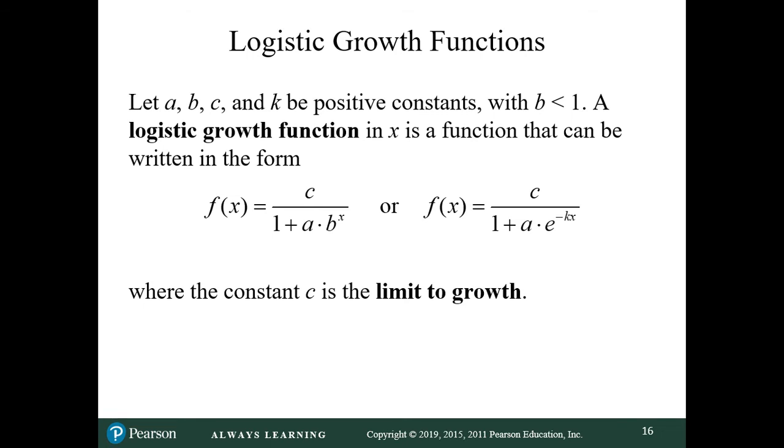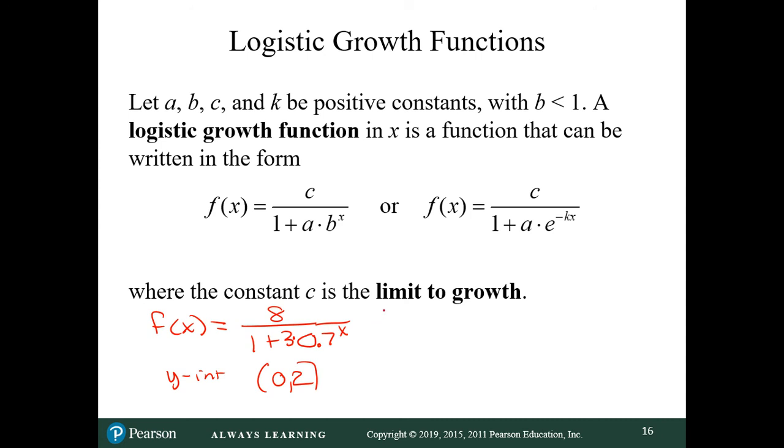All right, so let's take a logistic function like f of x equals 8 over 1 plus 3 times 0.7 to the x power. Okay, that's a logistic function. Let's find the y-intercept. How would we find the y-intercept? Where's the y-intercept at? When x equals 0. Okay, so you put 0 in for x. What's 0.7 to the 0 power? 1. What's 3 times 1? 3. What's 1 plus 3? 4. What's 8 divided by 4? 2. So 0, 2 would be the y-intercept there.